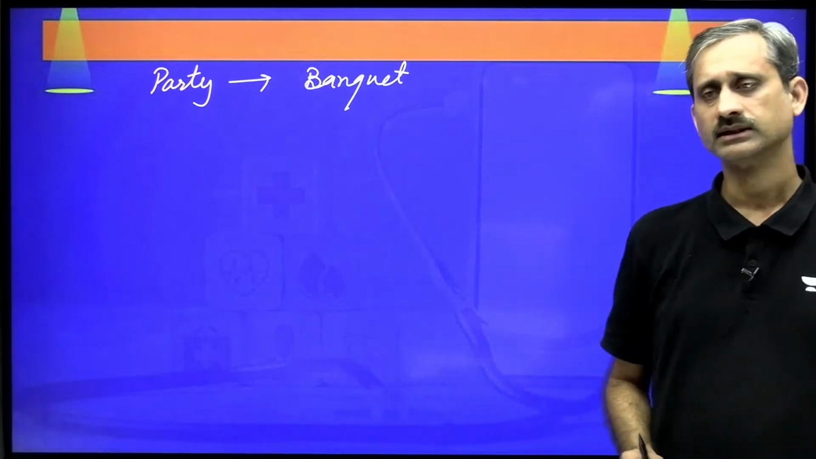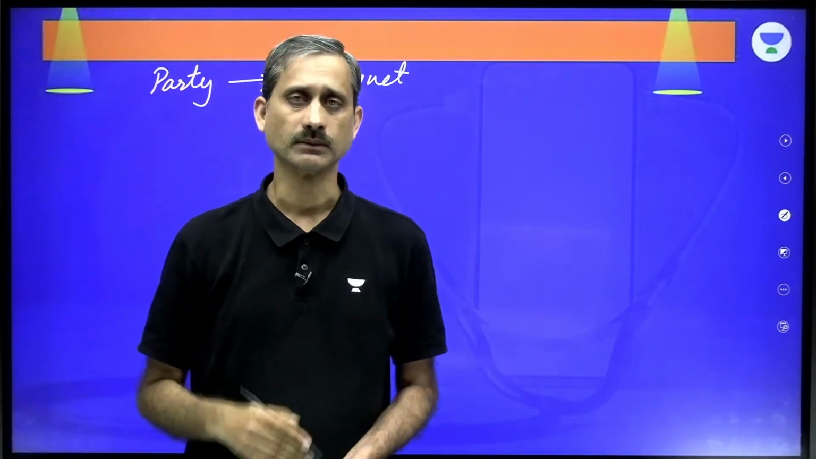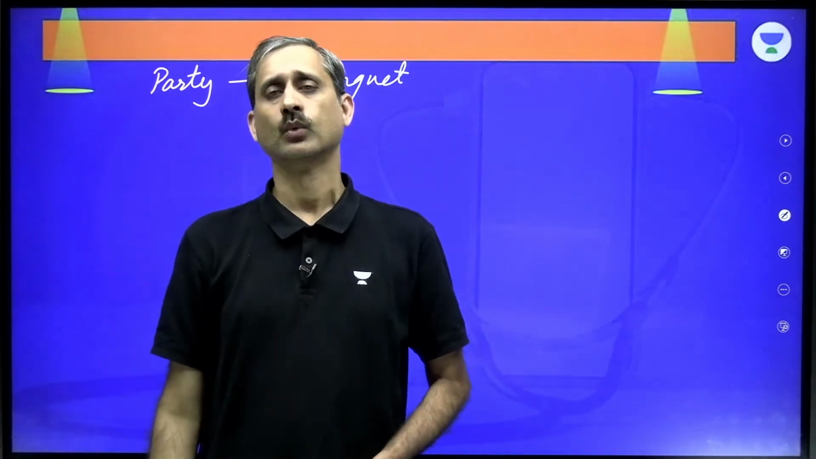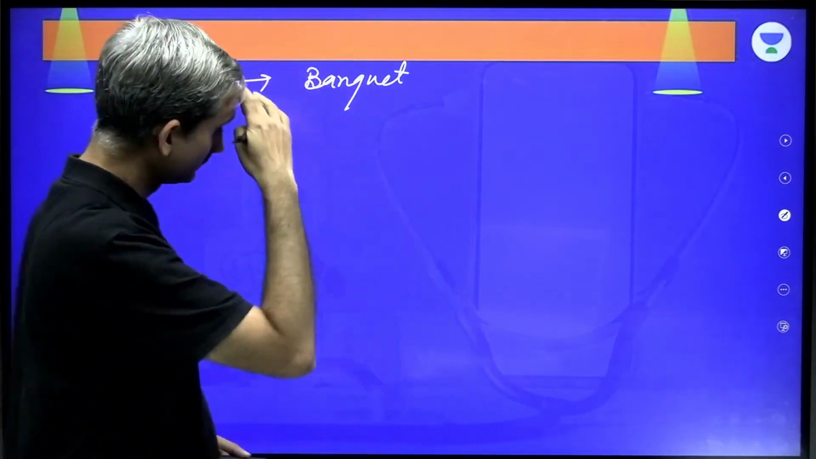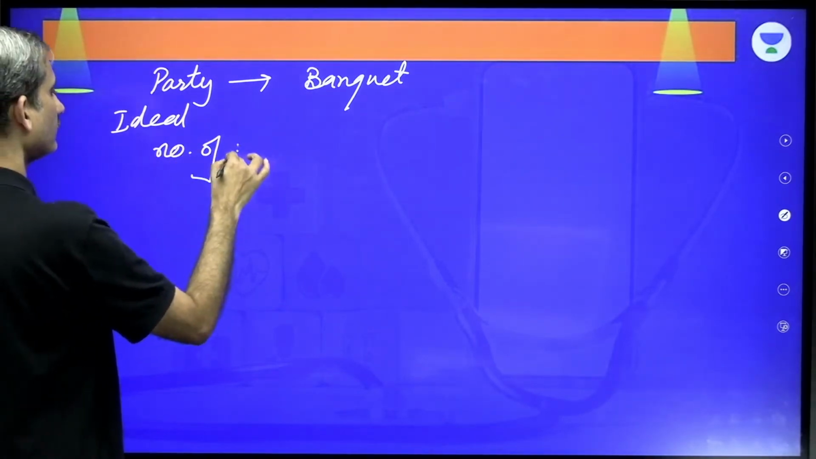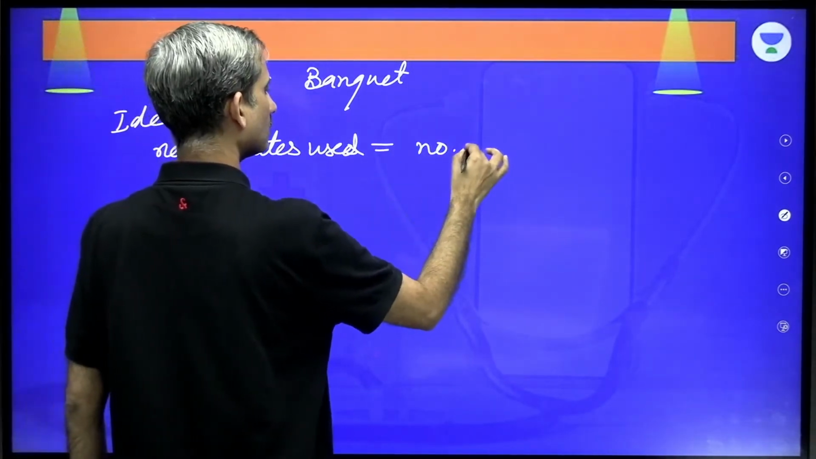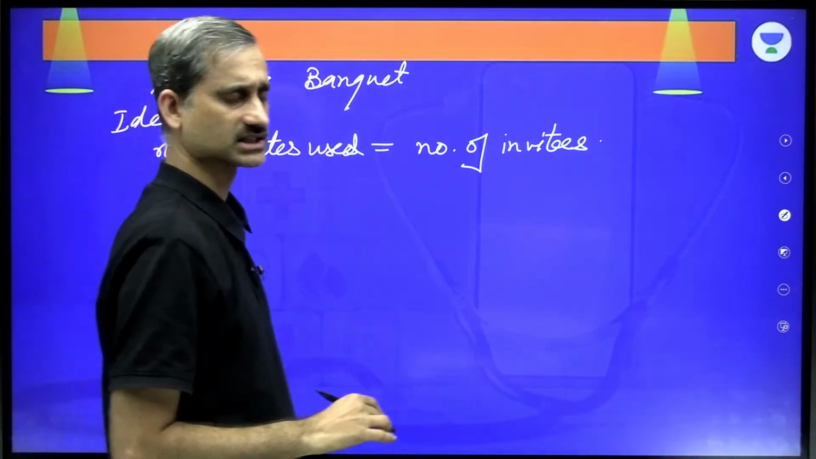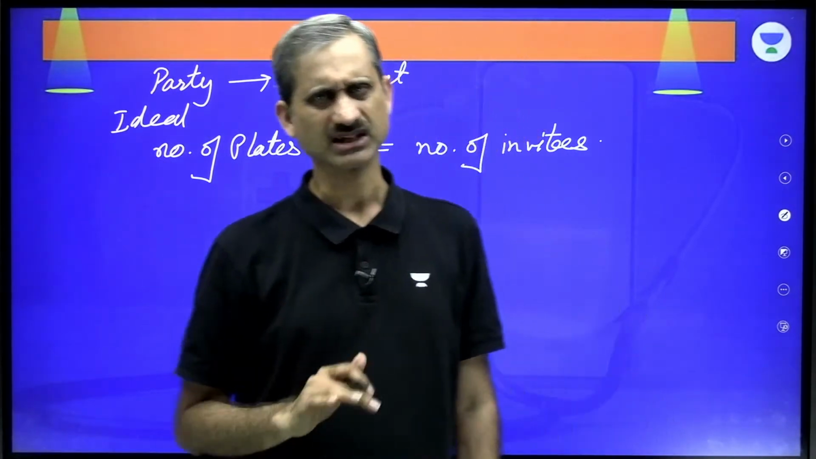Now, when we talk about a banquet, the invitees are not counted by the person standing at the door. The person at the door is not counting that this person has entered, 1, 2, 3, 4. No, nobody is counting the people. What the banquet hall person counts is the number of plates which are being used. Clear? So, ideal: the number of plates used is equal to the number of invitees. That is, how many people have been invited and how many people have joined in. That is what we call the number of plates used. This is the ideal situation.